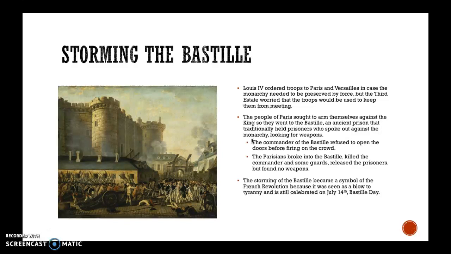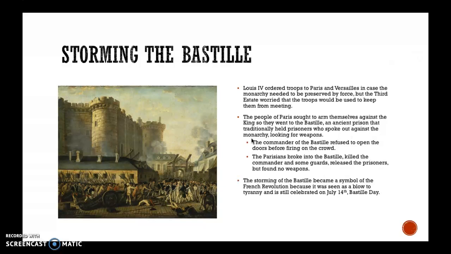They went to this major armory called the Bastille, which was an ancient prison that traditionally held prisoners who spoke out against the monarchy, and they were looking for weapons. The commander of the Bastille refused to open the doors, but then something bad happened and he started firing into the crowd. The Parisians broke into the Bastille, killed the commander and some guards, released the prisoners, and didn't find any weapons.